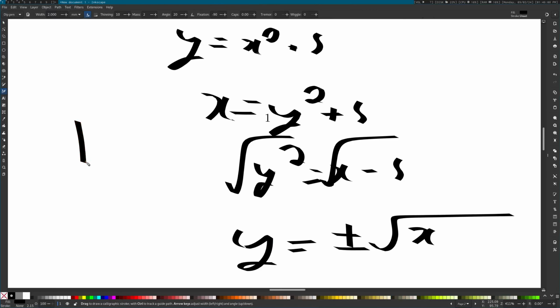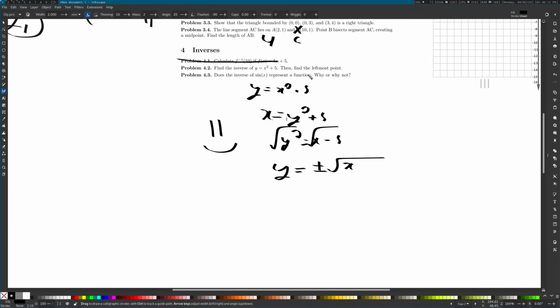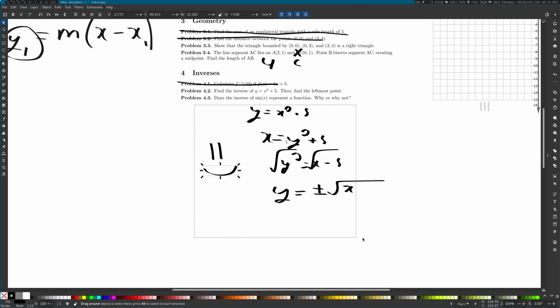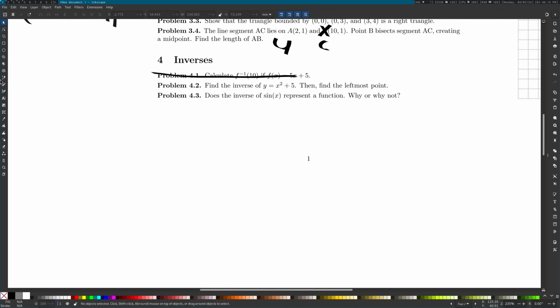Let's put a smiley face. Yay! But good job though. Okay, what's the answer? Y equals the square root of x minus 5.